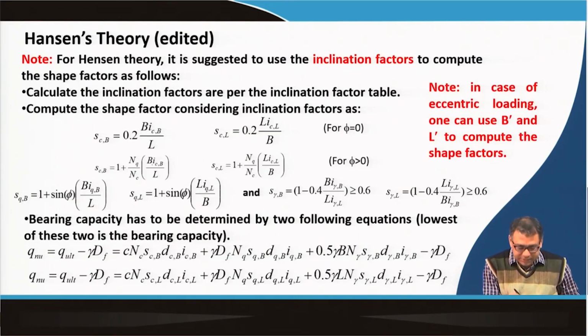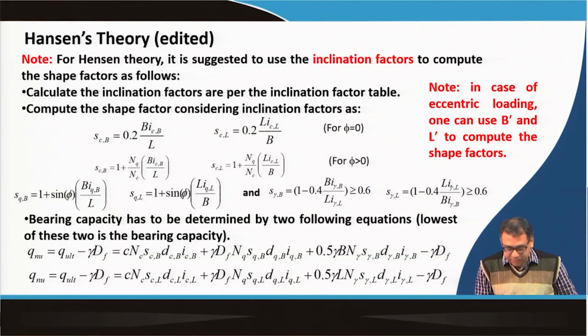That means you have to interchange this L and B: this is B, ICB, and similarly ICL, and then for S gamma, this is B by L, I gamma B, I gamma L, and this is also interchanged, L, I gamma L, B, I gamma B. You have to modify the shape factors like this, and again use these two bearing capacity equations, and the lowest of these two will give us the bearing capacity value. And this note is also given.